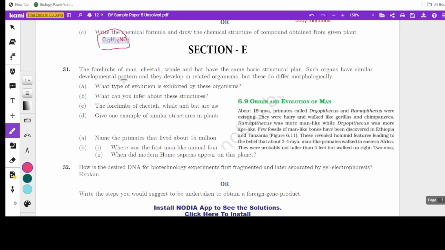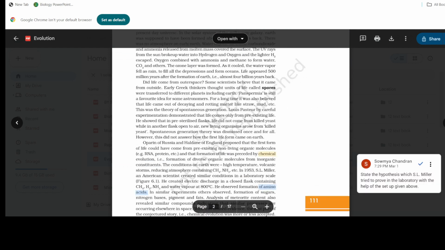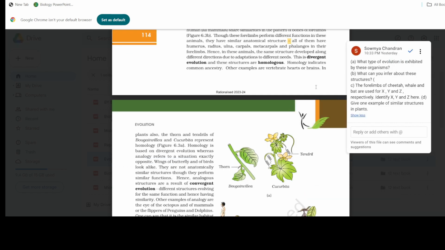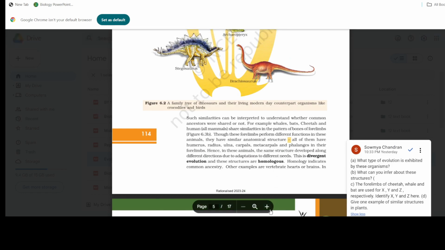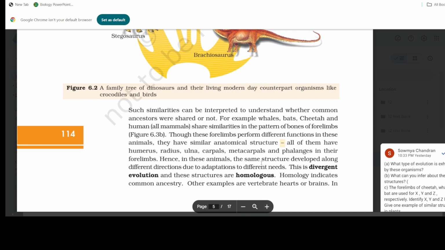Next question, section E. The four limbs of man, cheetah, whale and bat have the same basic structural plan. It's nothing but homology. Okay. Such organs have a similar developmental pattern and they develop in related organisms, but they do differ morphologically. What type of evolution is exhibited by these organisms? So let's refer to the chapter on evolution. This is all about homologous organs, right? So the type of evolution they exhibit is divergent evolution.